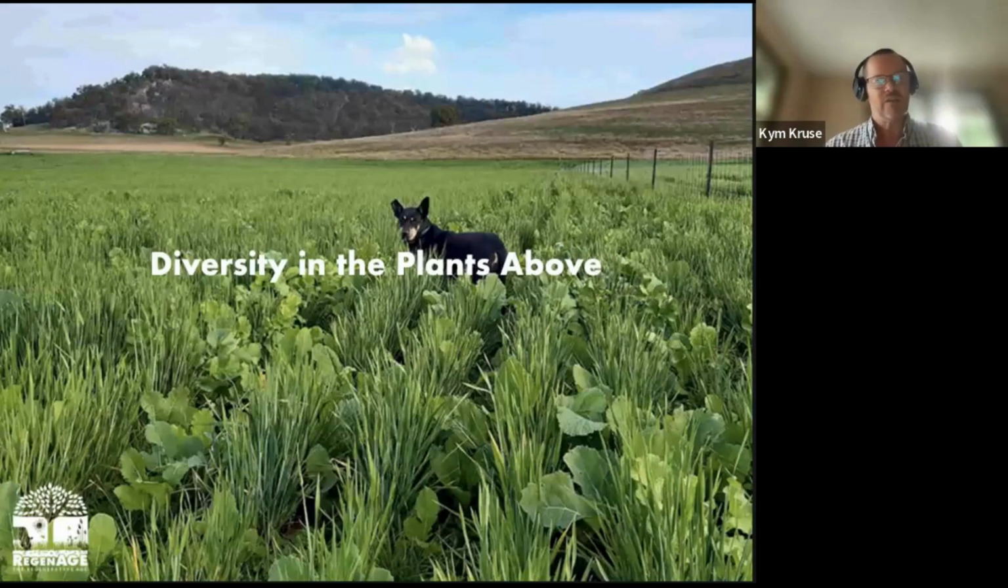And really, depending on the system, it doesn't matter what sort of system you're running. There are always opportunities for increasing diversity of plants above the ground, whether it's companion planting in cropping, or inter-row cropping in horticulture, or multi-species in intensive grazing, or again, cropping operations.